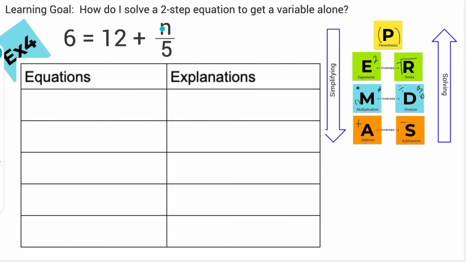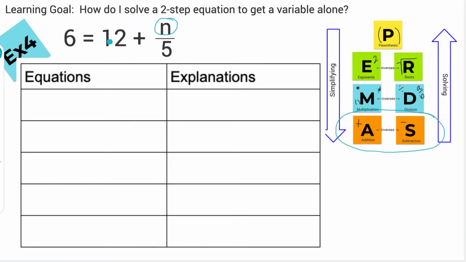6 equals 12 plus n divided by 5. Here's my variable. I need to get it alone, so I'm going to have to get rid of the divided by 5, and I'm going to have to get rid of this plus 12. Always when we're solving, you start with addition and subtraction and remove that first.